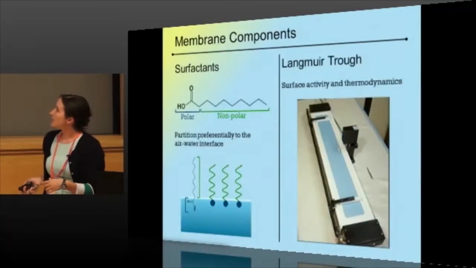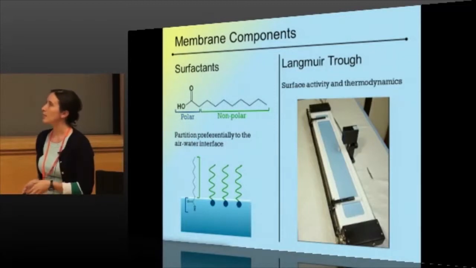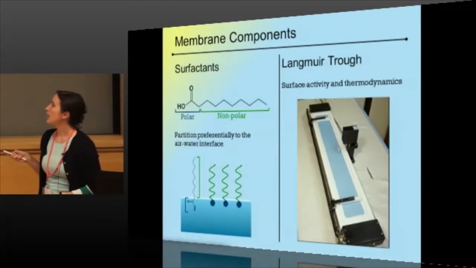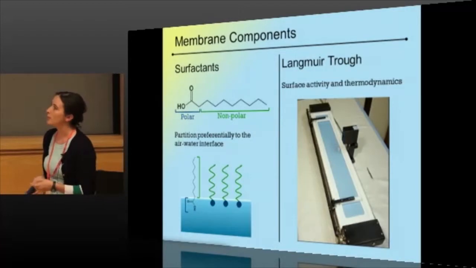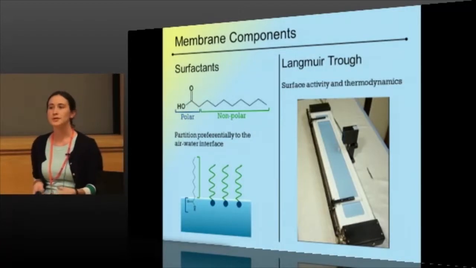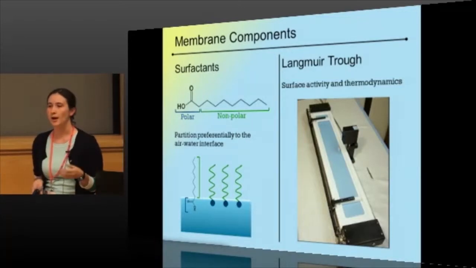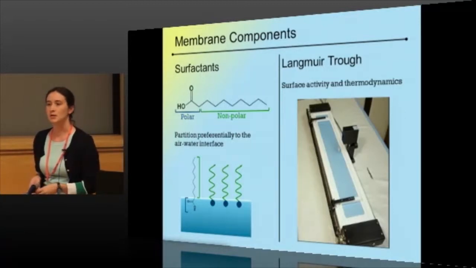So with that in mind, just to give brief background on membrane components, membranes are made out of surfactants or lipids, which have a polar head group and a nonpolar tail. The polar head group is hydrophilic. The nonpolar tail is hydrophobic. That means if these molecules are dissolved in solution, they partition preferentially to the air-water interface. So even if they're relatively soluble, you're still going to get a preferential partitioning to the surface based on the hydrophobic effect.